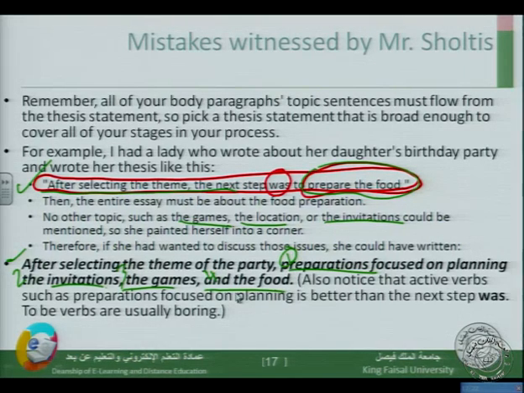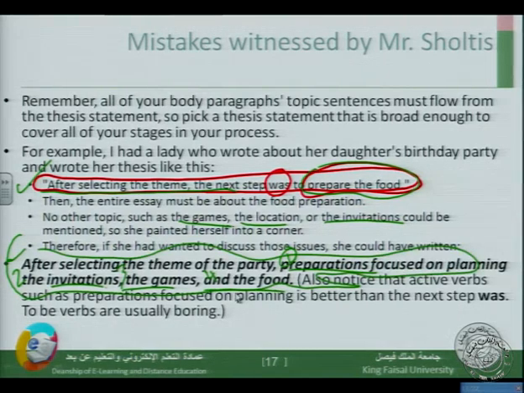If you want to switch your topic from one topic to another, you need to mention it in your thesis statement. So that was her mistake. Her thesis statement was something, and her body paragraphs were something else.